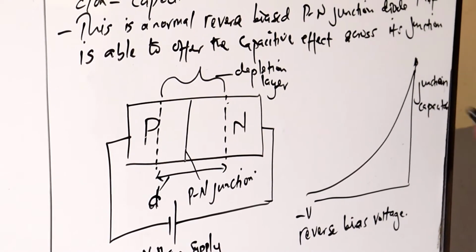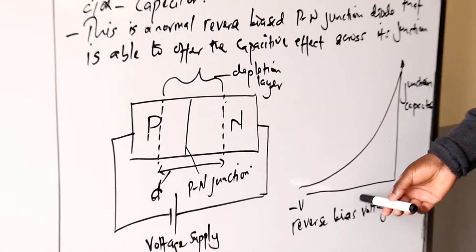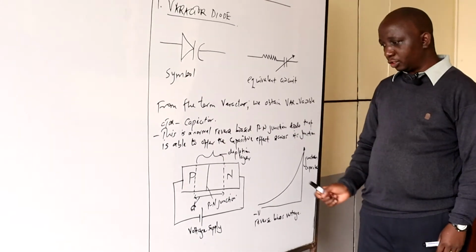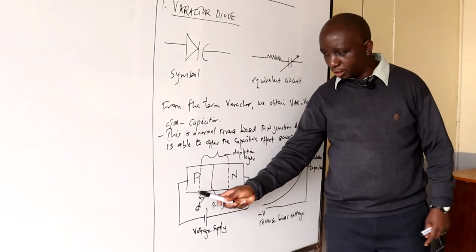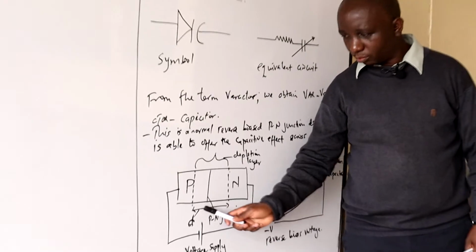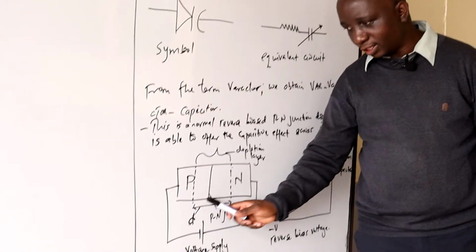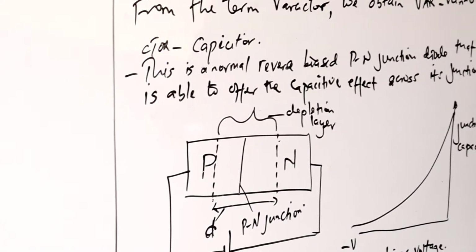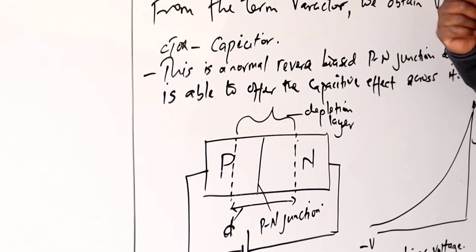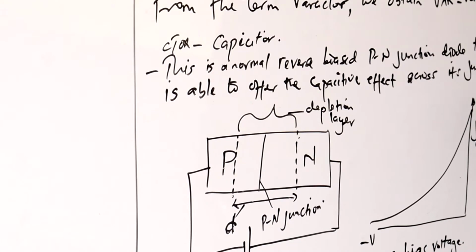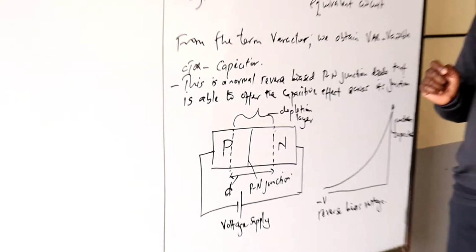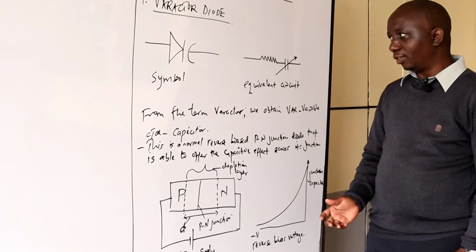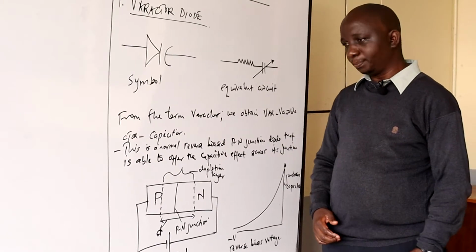So when you apply a voltage, the depletion layer is reduced. When the depletion layer is reduced, the distance between the barriers is changed. And when that changes, we are going to have a change in capacitance. We use that principle to obtain a variable capacitor. And that's why, from the symbol, there's a variable capacitor connected in series with the resistor.